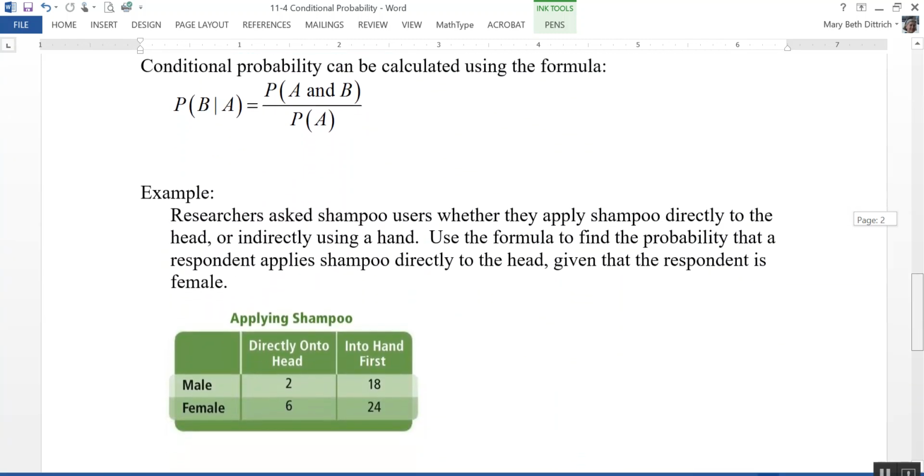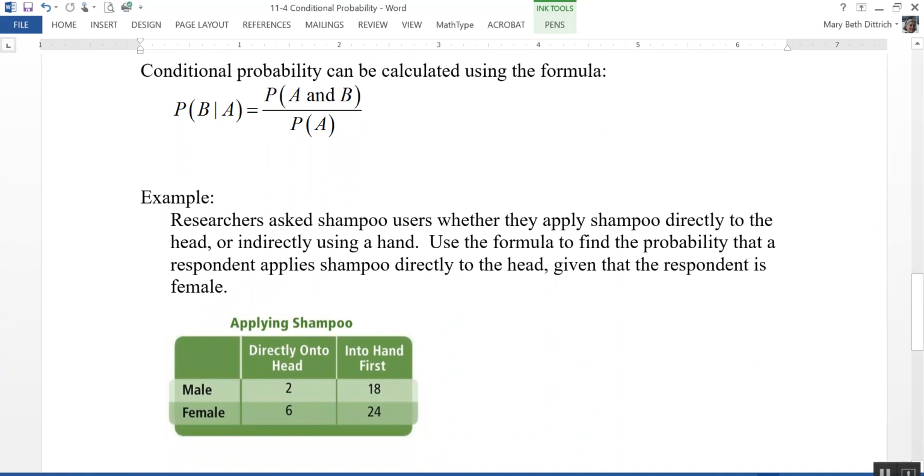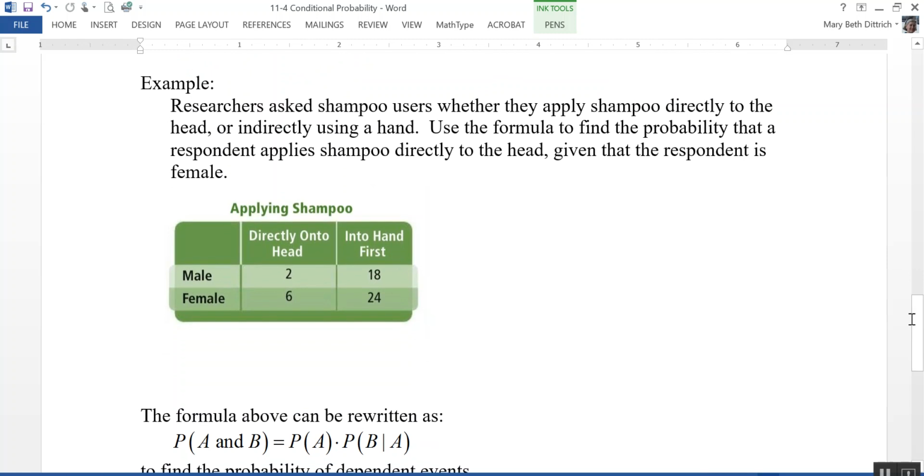Conditional probability can also be calculated using the following formula. The probability of B given A is equal to the probability of both B and A occurring divided by the probability of just A occurring. Let's use that formula in an example and see how that works.